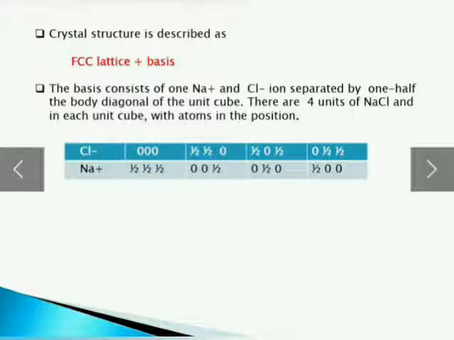So in this presentation, we discussed the structure of diamond and sodium chloride. So that's all about my topic.